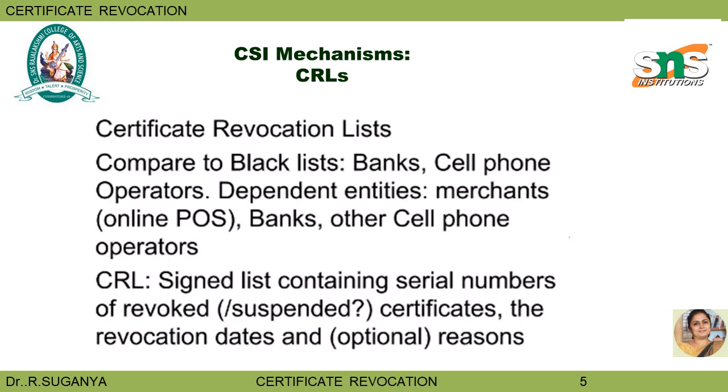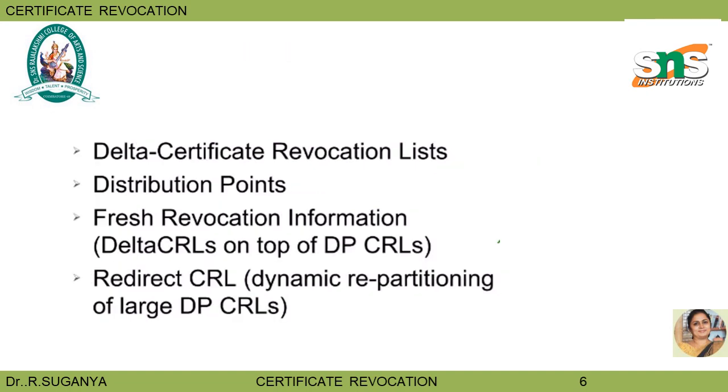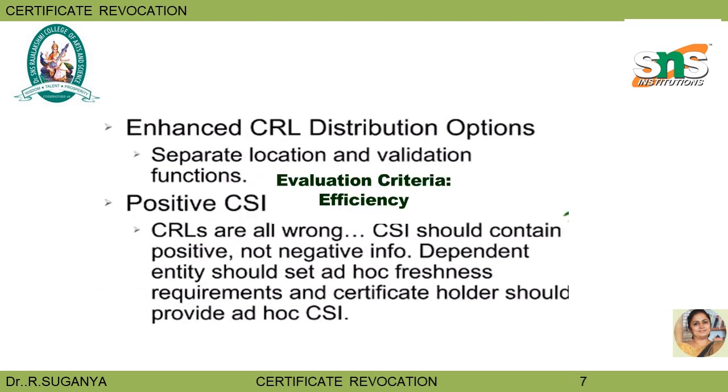CRL, that is certificate revocation list, is a signed list containing serial numbers of revoked certificates, revocation dates, and optionally some reasons. And Delta certificate revocation list, distribution points, fresh revocation information, redirect CRL, dynamic repartitioning of large DP, enhanced CRL distribution option. So here CSI should contain positive, not negative information. The dependent entity should set ad hoc freshness requirements and the certificate holder should provide ad hoc CSI.